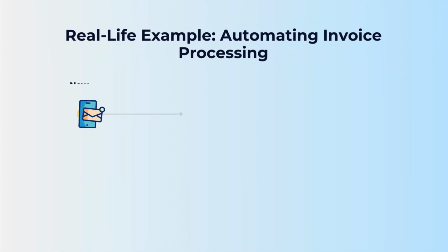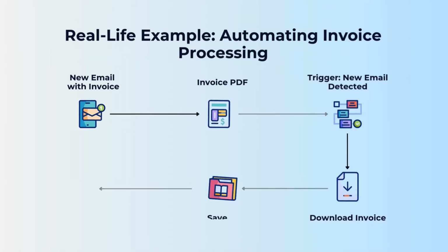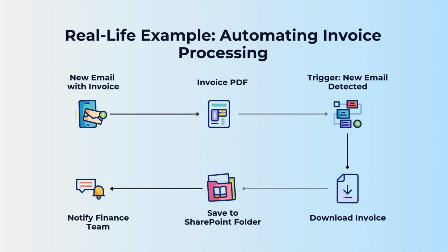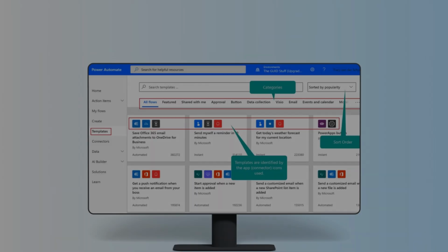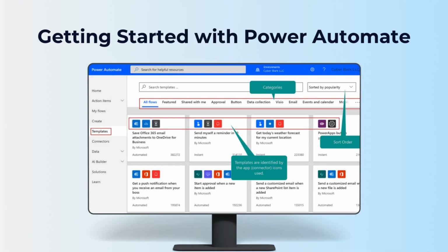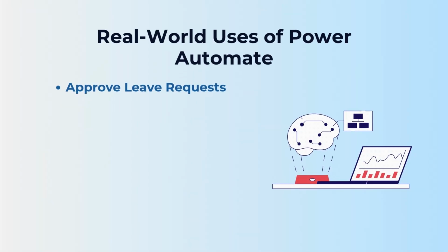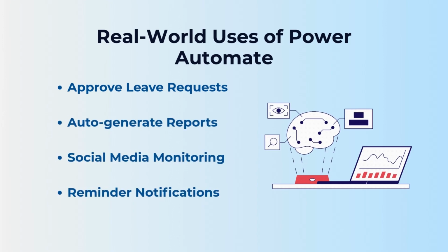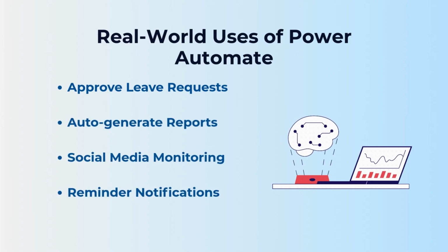Let's say you get invoices by email every week. Power Automate can scan your inbox, download attachments, save them in a folder, and even notify your finance team automatically. You can use templates to get started quickly, or build your own custom flows from scratch using hundreds of available connectors.